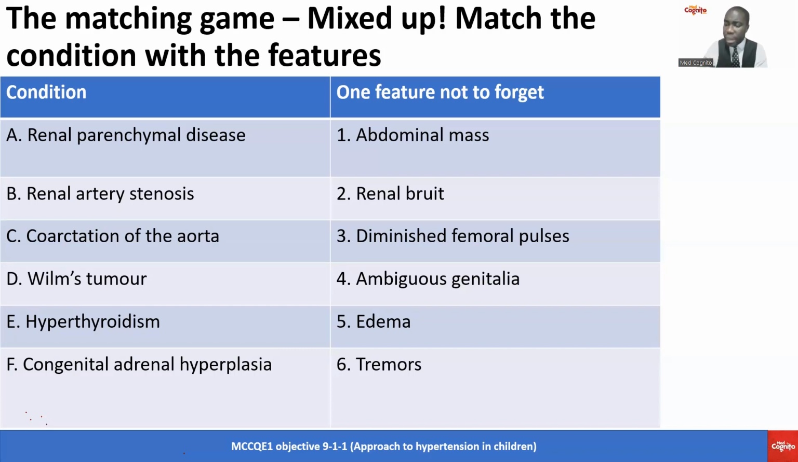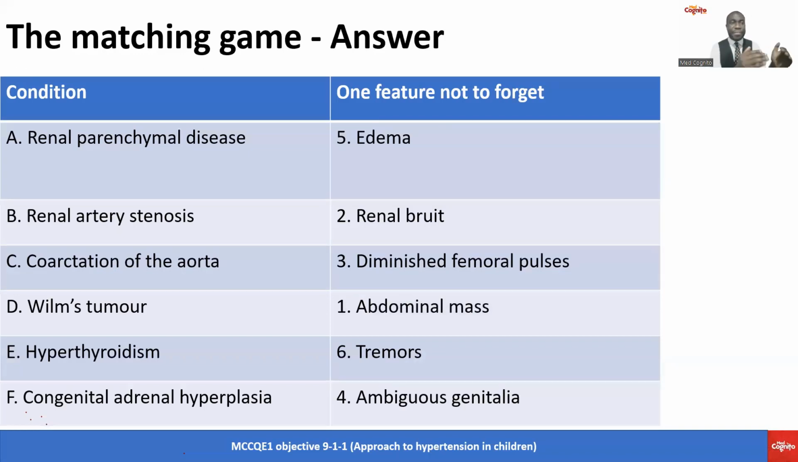What about hyperthyroidism? 6, tremors. So E6. What about congenital adrenal hyperplasia? F4, ambiguous genitalia. So your answers were A5, B2, C3, D1, E6, and F4.